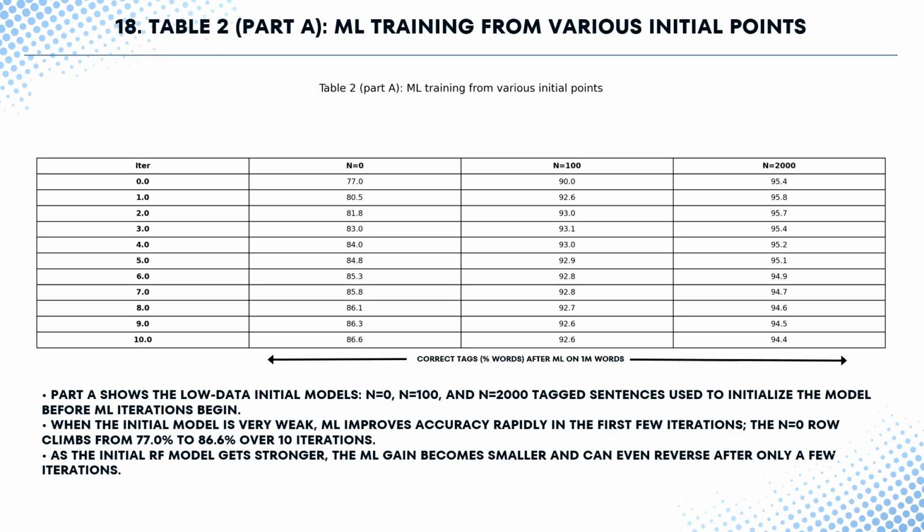Now we analyze ML when starting from weak models. The setup is initial models trained with 0 sentences, 100 sentences, and 2000 sentences. Then ML training is applied. We observe that for weak models, ML improves accuracy significantly from 77% to 86.6%. ML helps when the initial model is poor because it learns structure from large unlabeled data. So ML is useful as a correction mechanism for weak models.